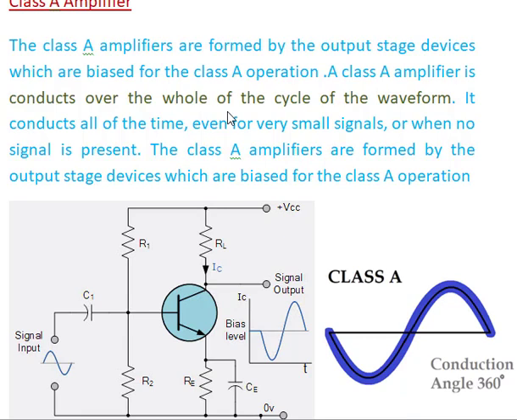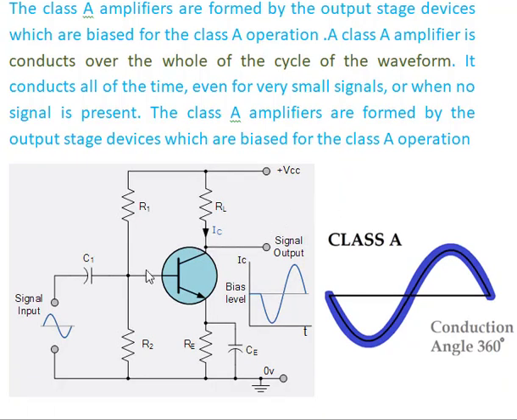The amplifier is formed by the output stage devices which are biased for the class A operation, or which conduct over the whole of the cycle of the input waveform. It conducts all the time, even for very small signals or when no signal is present. So this is a class A amplifier.